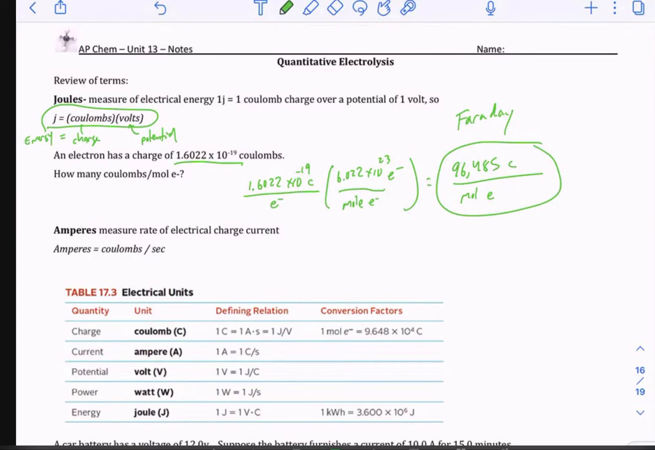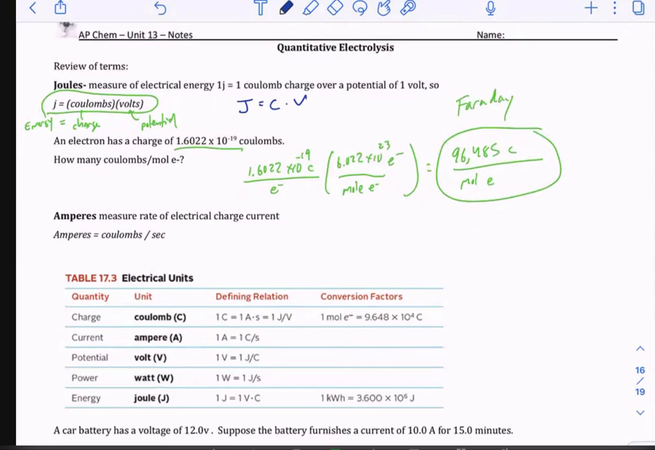If you treat this as a 3-variable equation, joules is equal to coulombs times volts, then you could rearrange and solve for either the charge or the voltage if given the other two. These equations are just summarizing what we have here. These are the same equation.